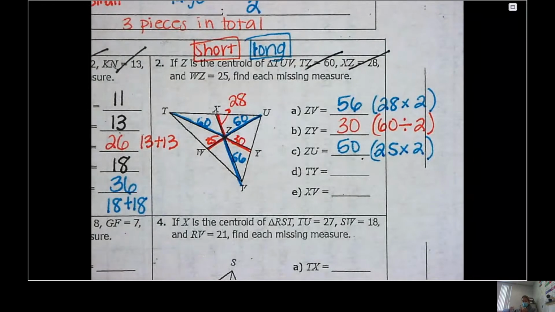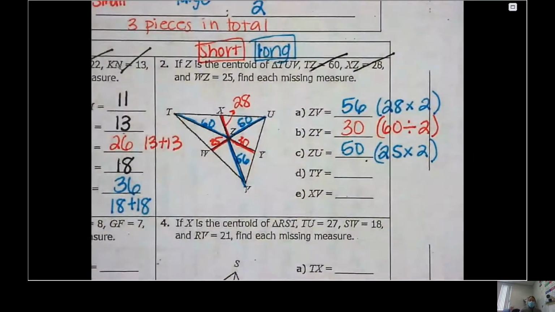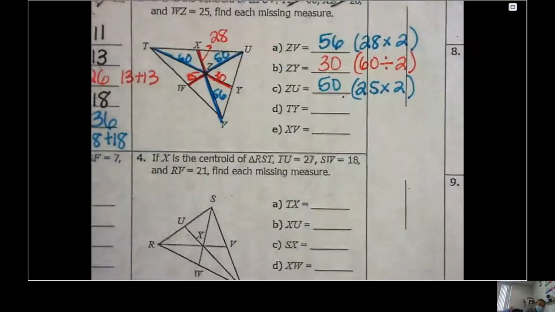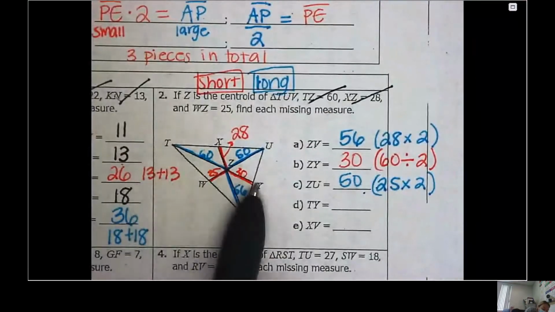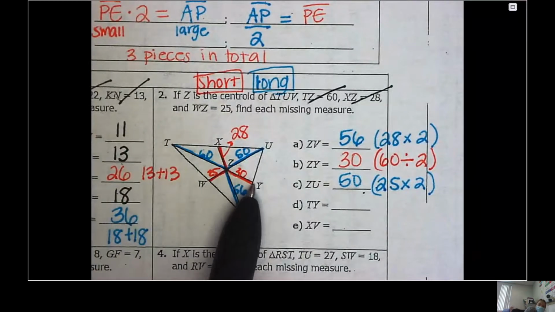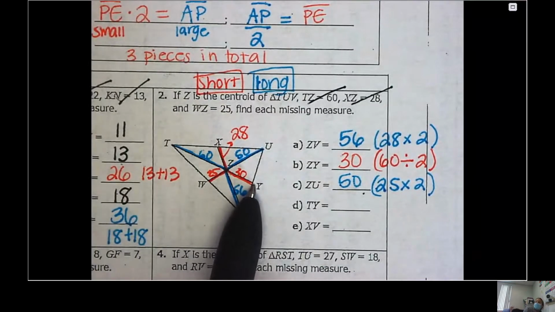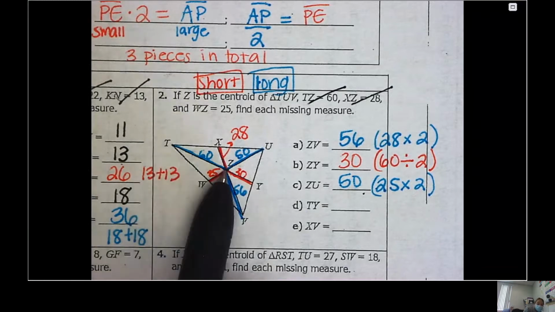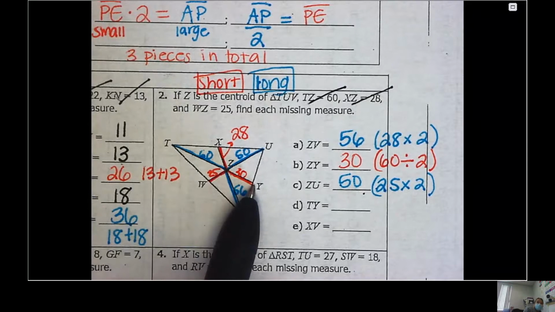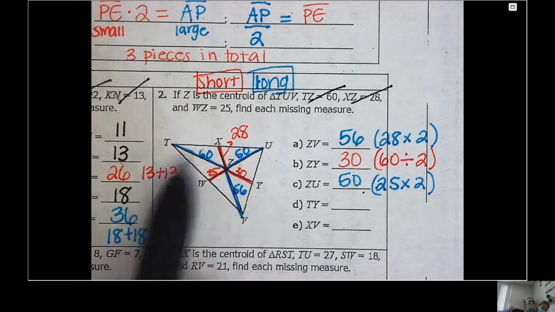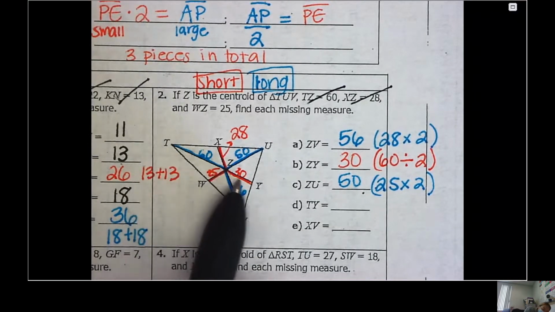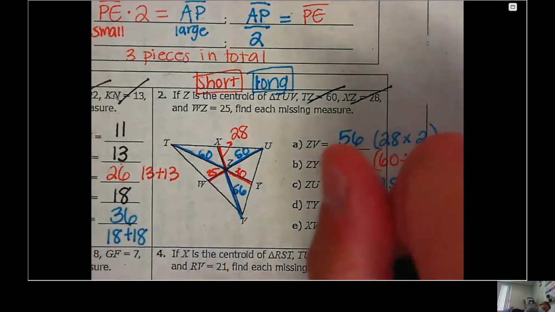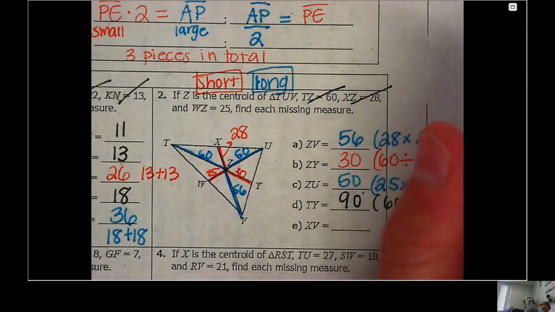The last part it asks you for is some whole segments here. So TY, look at TY. TY is this whole thing, the blue and the orange put together. What would be that whole length? So if Miss Mass is standing here, she walks 60 feet, and then she walks 30 feet. How many feet in total did I walk? I walked 60 feet, and then I walked 30 feet. How many feet did I walk in total? 90 feet. So I did 60 plus 30.